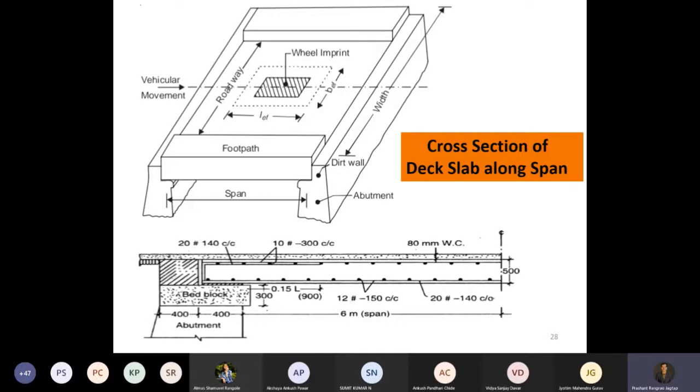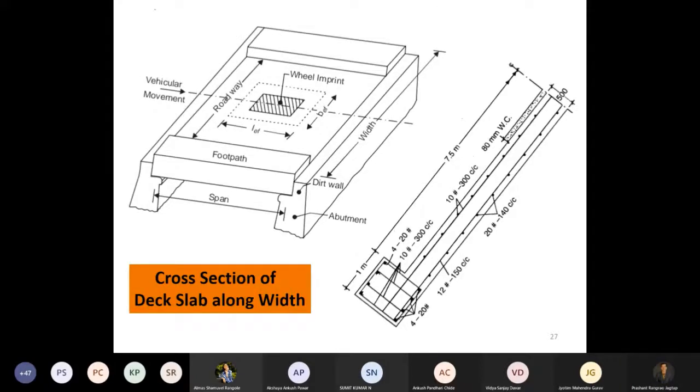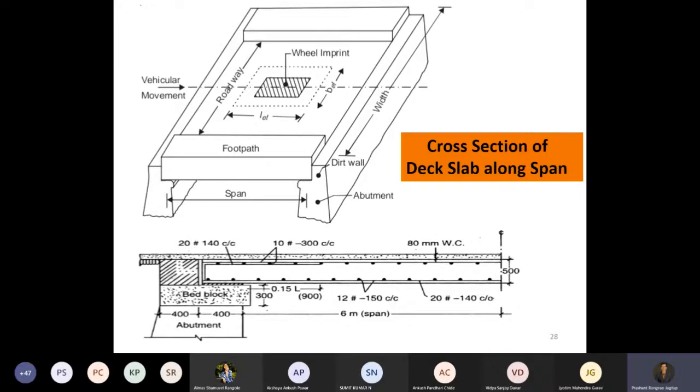These deck slabs are used up to a span of 9 meters. They are designed as one-way slabs. They are simply supported slabs resting on only two supports. So this is about the design procedure, and this picture shows the reinforcement details of the deck slab. We have seen this deck slab. So thank you very much.